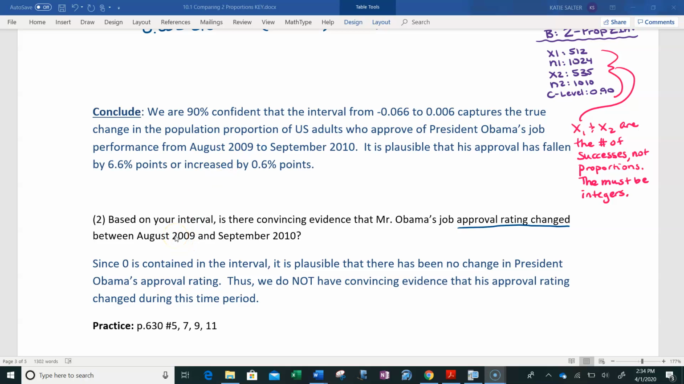And then I love this part. Based on your interval, is there convincing evidence that Mr. Obama's job approval rating changed between 2009 and 2010? Since 0 is contained in the interval, it is plausible that there has been no change in the president's approval rating. Thus, we do not have convincing evidence that his approval rating changed during this time period. If 0 is in that interval, it could be possible that there is no change.